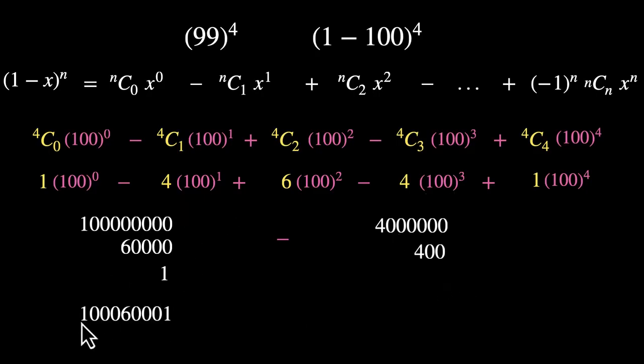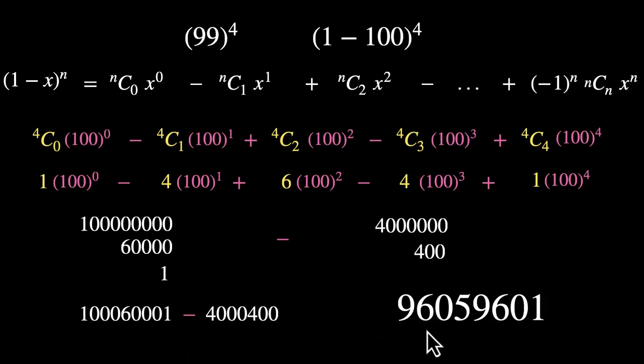Left side is 1000600001 minus right side is 4000400. And if you subtract them, I'll try doing this mentally, you'll get something like 9605 9601. 9605 9601, that's your answer.